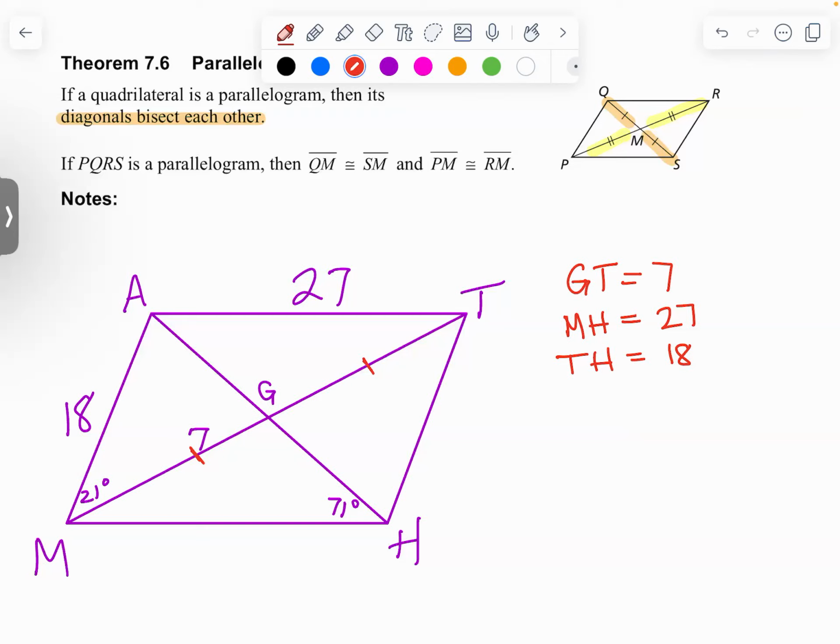Okay. What is the measure of this angle right here? 71. How'd you get that? Alternate interior angles. Good. So this right here is what? That one is 20.